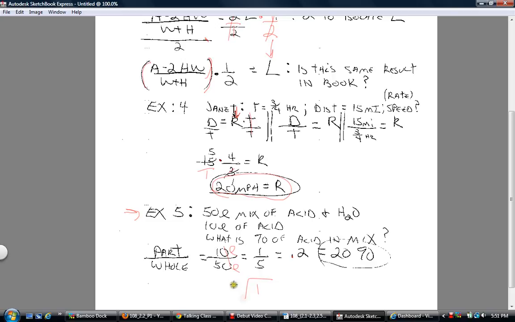1 divided by 5. Put the decimal, bring it up. Look at this as a whole number: 5 goes into 10 2 times. And when it's 0.2 and they ask for percent, you've got to move the decimal 2 places to the right, and you got your answer of 20%.